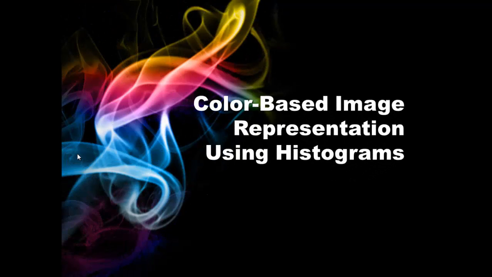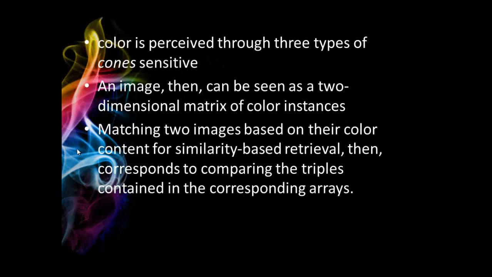Now let's look into color-based image representation using histograms. Color is perceived through three types of cone sensitive cells. An image can then be seen as a two-dimensional matrix of color instances, height times width. Matching two images based on their color content for similarity-based retrieval then corresponds to comparing the triples, which is another word for pixels, contained in the corresponding arrays.